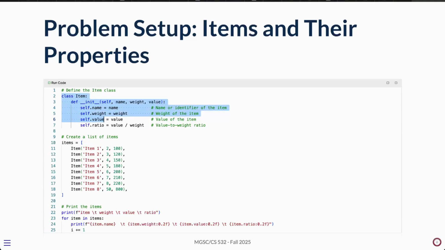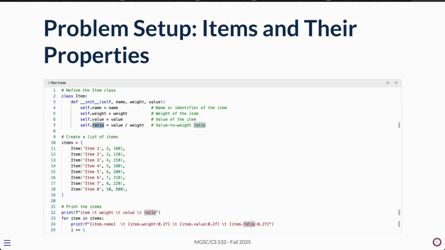And each item has 4 attributes. Firstly, it has a name. Next, it has a weight. So in this example, it's going to be the physical weight of that object. Next is the value or the benefit we get from it. And importantly, a ratio of value to weight. And this ratio kind of gives us some intuition about which items might be most attractive. So items with a high value to weight ratio is probably going to be more preferable.